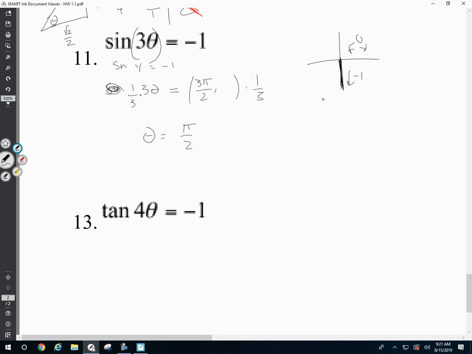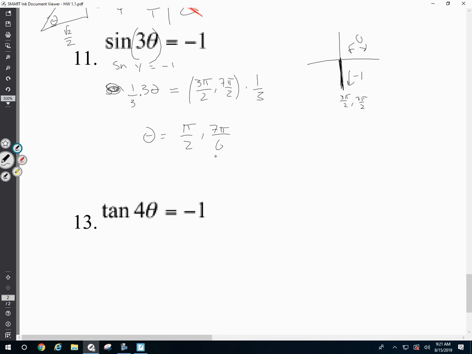Let's keep going around the circle. Okay, so 3 pi over 2, this is 4 pi over 2 or 2 pi, 5, 6. This would be 7 pi over 2 as well. It's the same location, but a different angle. Okay, because I've gone around the circle once and then another 3/4 of the way around the circle. Now, if I take 7 pi over 2, and if I multiply that by 1/3, I get 7 pi over 6.